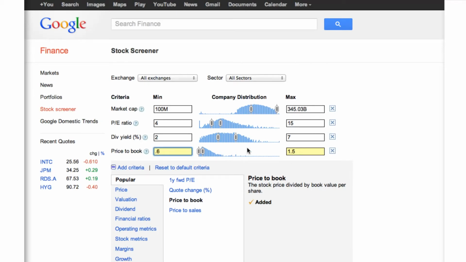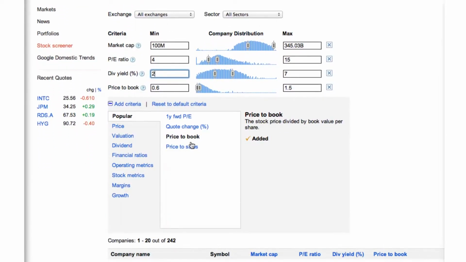You can put whatever you want in there to see what you come up with for your different picks. But I know that if a company is trading for a price to book lower than 0.6, it's probably not going to be a good pick. It's probably trading down there for a reason. Okay, so as we go to our next criteria, let's just see what we got here.